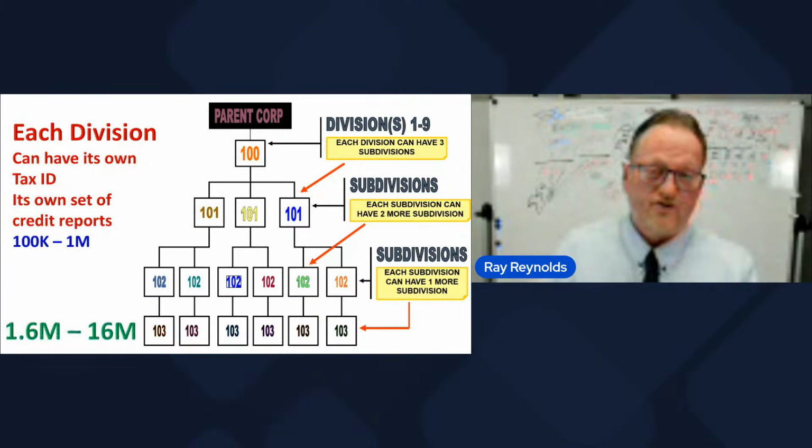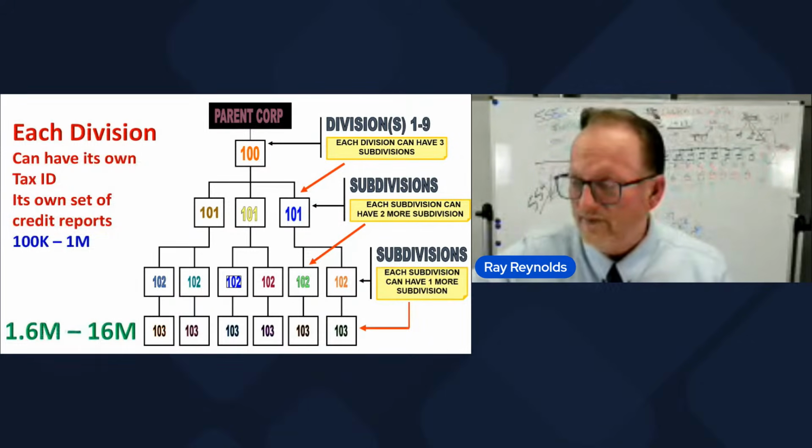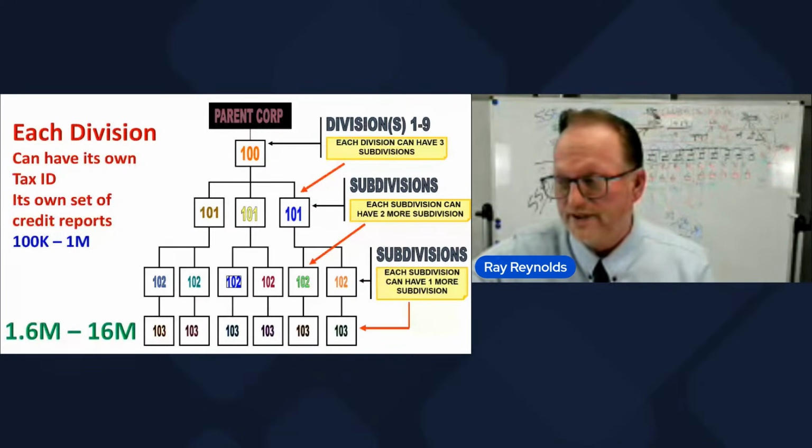Each division has its own credit files. Each division can have $1 million of credit. That's winning the game of business.